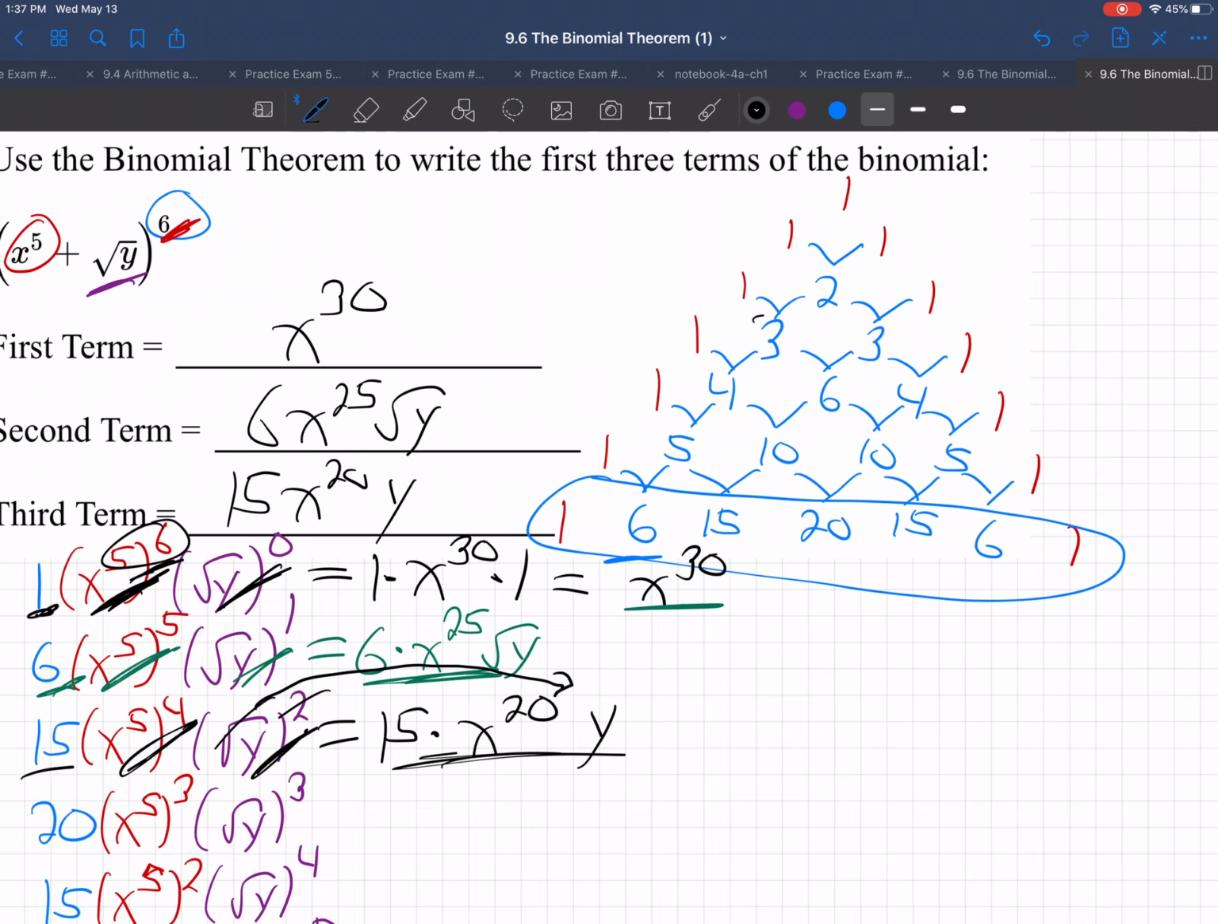So there are, and they want the first three terms. So there are the first three terms. Just like that. There we go.